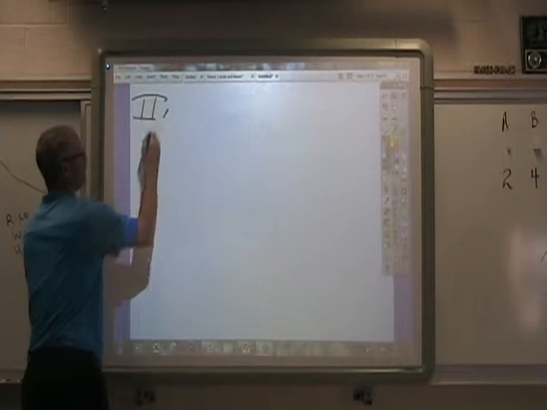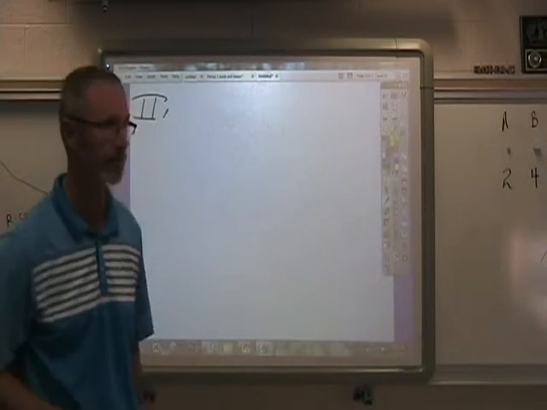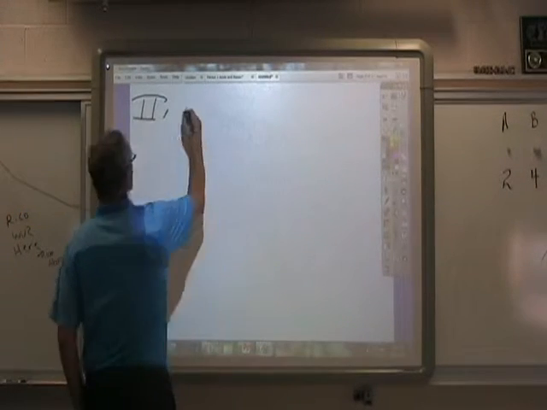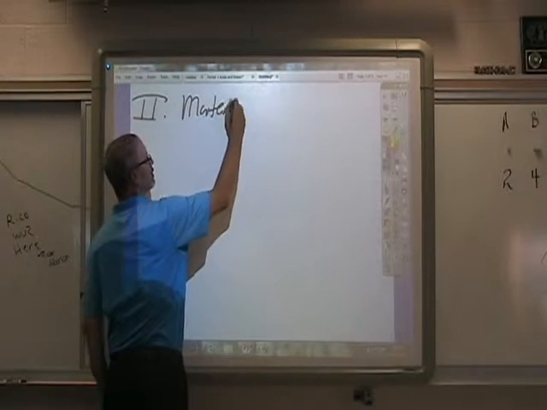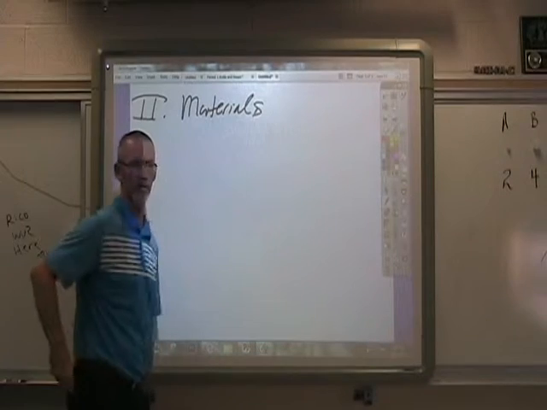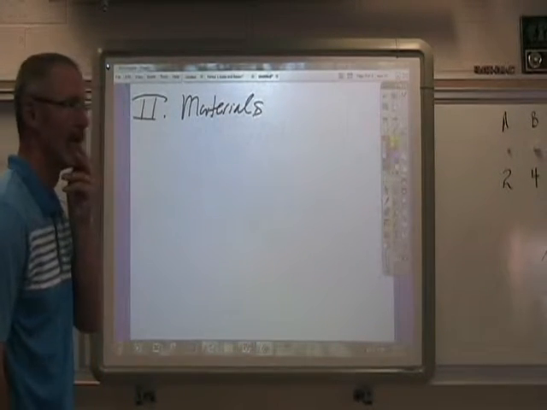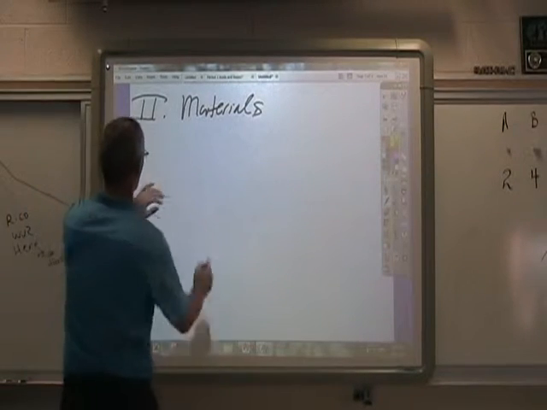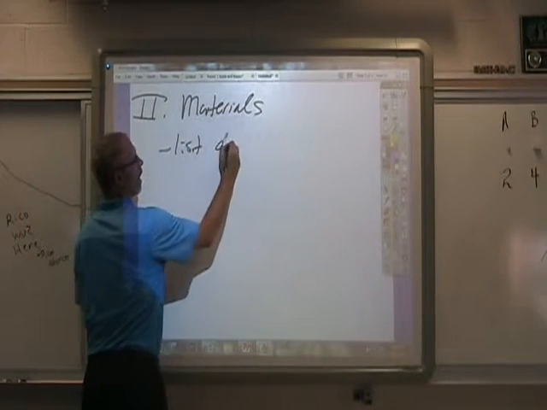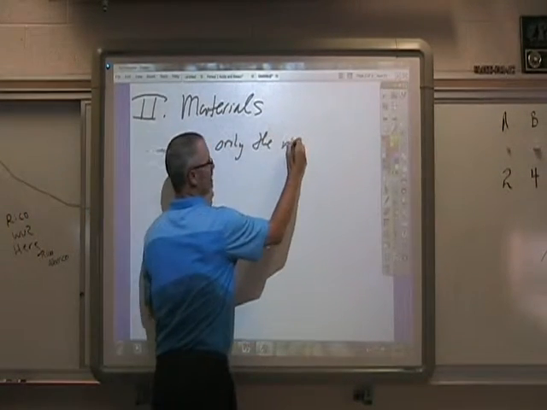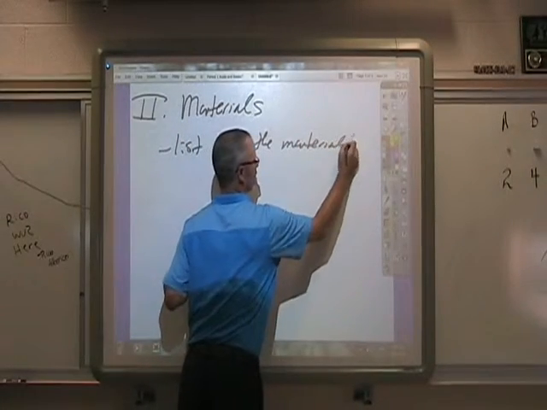All right, part 2. In part 2, you're going to list all of the materials that you used. All of the materials. Now be careful. In this category, you want to list only the materials you used.